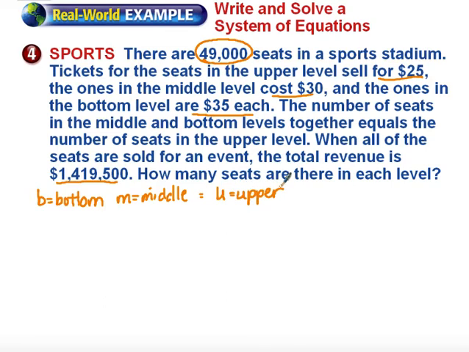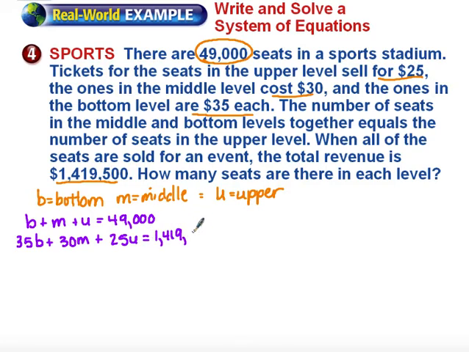All right, so now I need to build my equations. So it says there are a total of 49,000 seats. That means regardless of where they are, the bottom plus the middle plus the upper is equal to 49,000. Now, the price for each are $35 at the bottom level, $30 at the middle level, and $25 at the upper level for a total revenue of $1,419,500. So there's our first two equations.